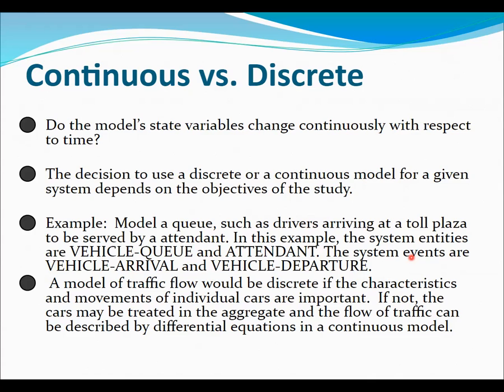So a model of traffic flow would be discrete if the characteristics and movement of individual cars are important. That's what is important for us in the vSim model, right? We're doing micro level modeling, and those are discrete models. But when you're talking about traffic flow as a continuous stream of flow, then you get into what we call a continuous model. And that continuous model will be the speed flow models and all of that.